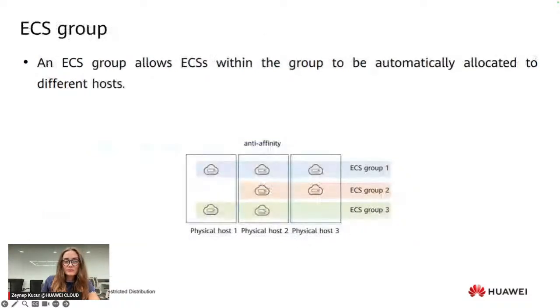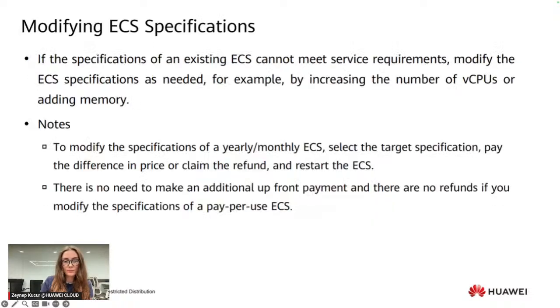And what about the ECS grouping and anti-affinity? An ECS group lets ECSs in the group be spread out across different hosts. So this setup uses anti-affinity rules to avoid all ECSs being on the same physical machine. Let's say you want to secure your architecture. You want to have high availability. You should put your ECSs in different physical servers. And the way to do it is using the anti-affinity option of ECS.